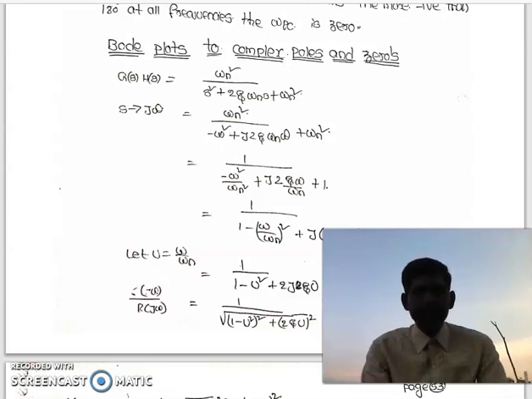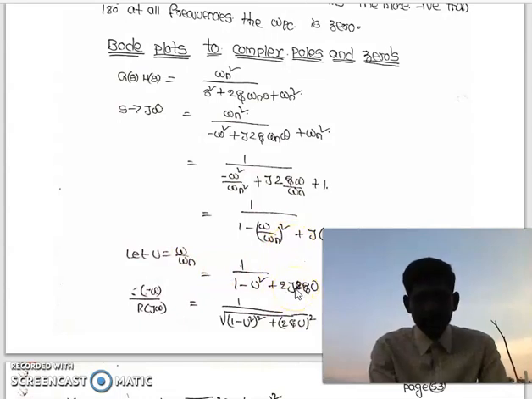Let us consider the second order system G(s)H(s) equal to omega n square divided by s square plus 2 zeta omega n s plus omega n square. Now substitute s equal to j omega in this equation. We will be getting it like this. We rearrange it like this. Let us consider u equal to omega by omega n. If you substitute that, we will be getting this.